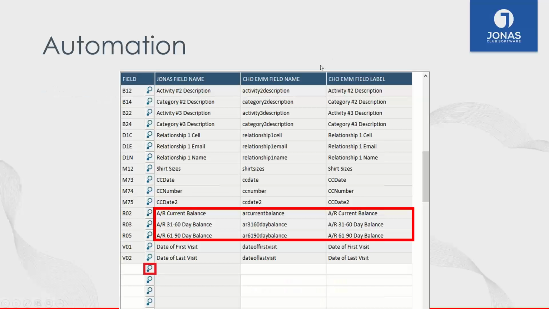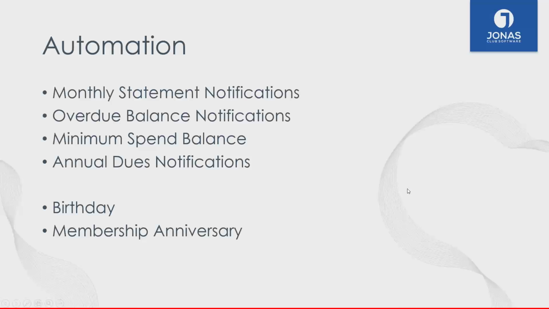Again, we're going to pull on data from the membership database, and I've just highlighted a few here that you'll probably make the most use of when you're setting up automated style emails. That would be your current balance in AR, your 31 to 60 day balance in AR, or your 61 to 90 day balance in AR. And these fields are specifically going to help you set up your monthly statement notifications or your overdue balance notifications. Minimum spend balance could also be added into that. Some clubs have that on a quarterly basis.